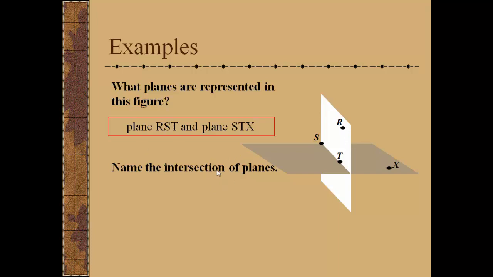Now let's name the intersection of the planes. Remember that planes intersect at a line. We're going to name the line by 2 of the points that fall on the line. We could draw a line going through S and T, so the intersection of the planes is going to be line ST.